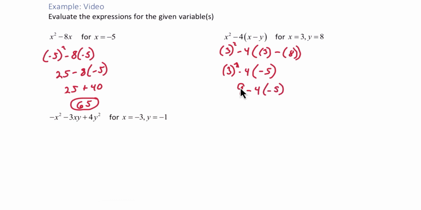Next, we need to multiply. Negative 4 times negative 5 is 20. 9 plus 20. Finally, we add and get 29.